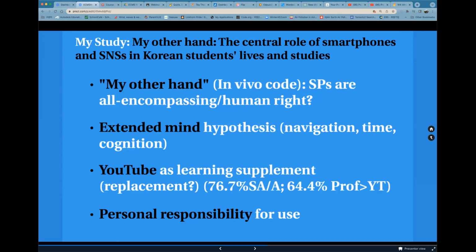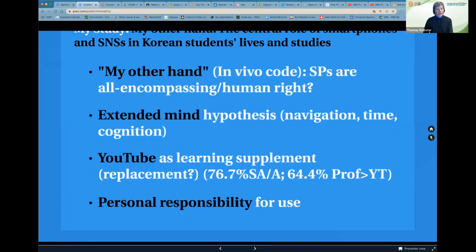76.7% used them. And when I talked to these participants individually, all of them actually use YouTube at least a little, even if they didn't strongly agree. But personal responsibility for use was a big issue for these students. They saw that smartphones were a problem for them. Just like all of us, we have difficulty controlling it. And so I said, that's a good learning opportunity.